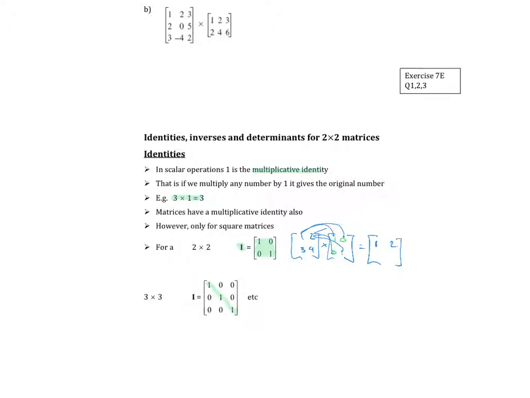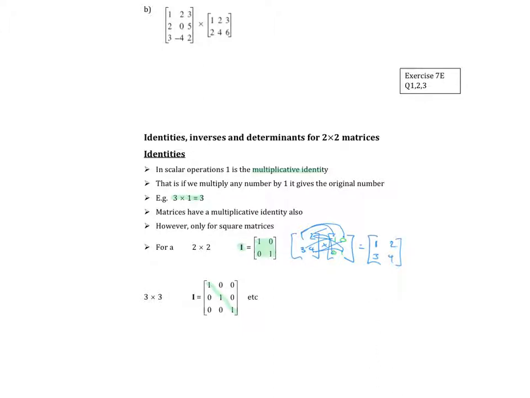Go to the new row. 3 times 1 plus 4 times 0 is 3. And then 3 times 0 plus 4 times 1 is 4. So we get the same matrix back. That's what my identity matrix gives me, all right?